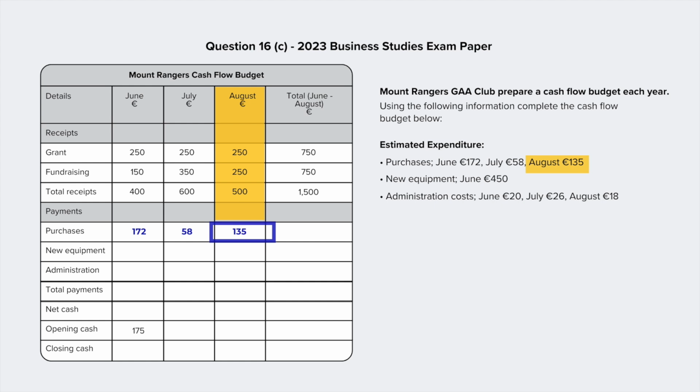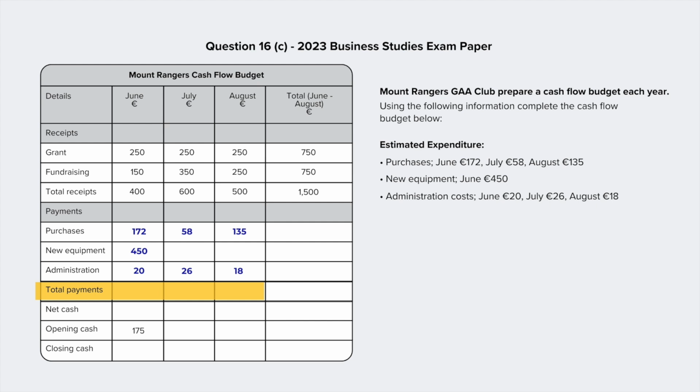And we move on to our next heading, which is new equipment. Back to our estimated expenditure, we only have one entry here for new equipment, which was June for €450. This is okay to only see one entry for expenditures. Go back to our cash flow and enter in €450 for new equipment in June. That's another one done, and we move on to administration. So looking at our estimates, we can see admin cost us €20 in June, €26 in July and €18 in August. Once we have done that, that's all our expenditures complete.